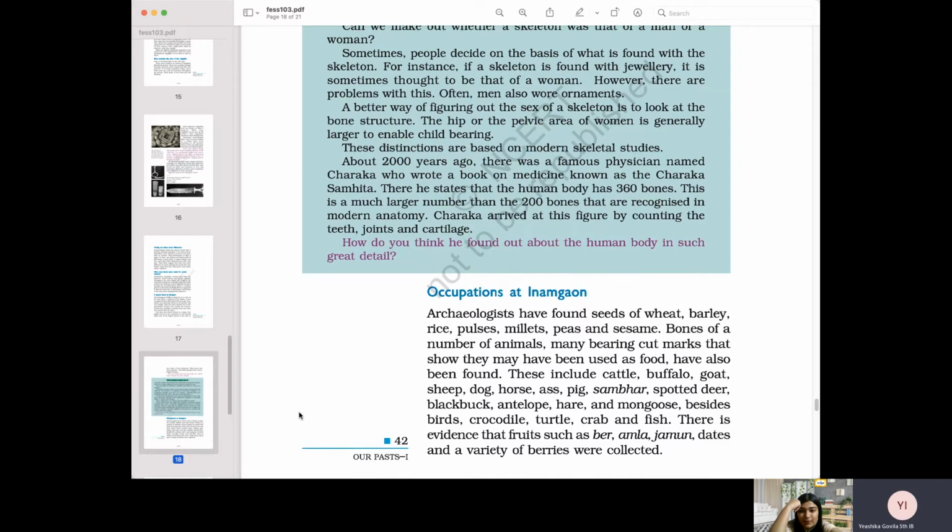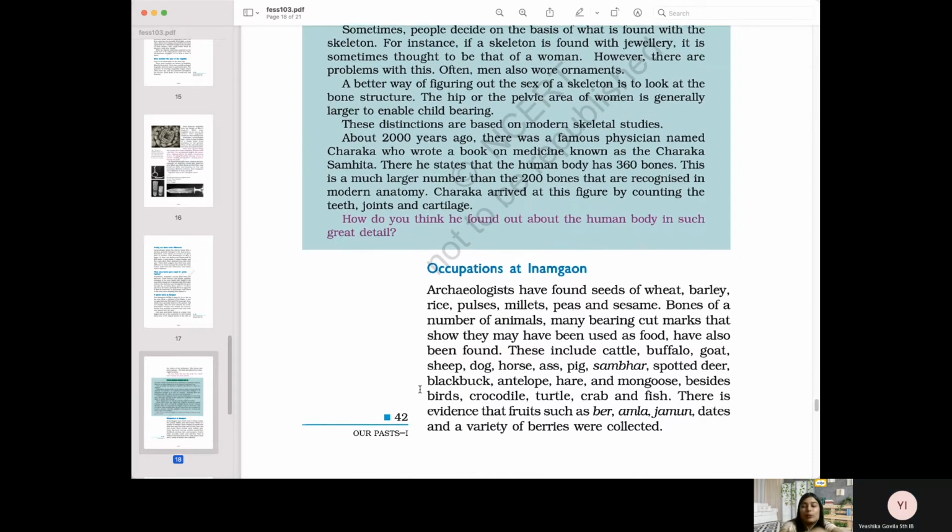How do you think he found out about the human body in such great detail? By checking the body of a dead person. Yes, even a live person. Since he was a physician, I think he was into this field. He was checking on a daily basis. Maybe people would be coming to him for medicines. They might be having joint pains or muscle pain, etc. That's how he understood the human body in great detail, and he wrote the book Charak Samhita.